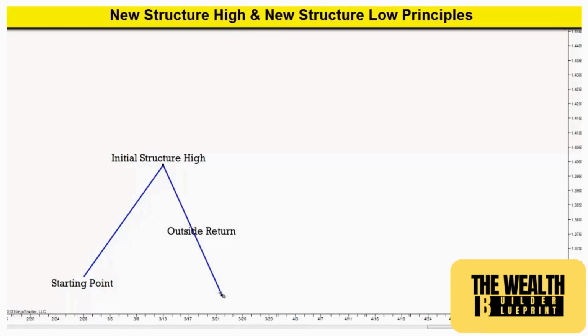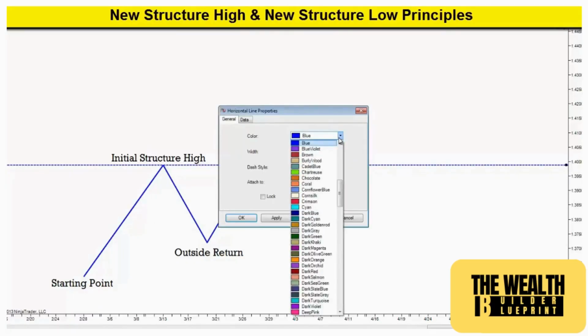So as long as this outside return move completes above this starting point, and it could be right here, it could be right in the middle, it could be all the way down here right at it, this is going to be a valid outside return. Now at this point, we still don't know we're in a trend. We need one more thing. We're going to know that we're in a trend when the market pushes back up. So we have our starting point, our initial structure high, our outside return. The market's going to push back up to retest our initial structure high. And I'll go ahead and draw on a line here for you. Let's make this a different color.